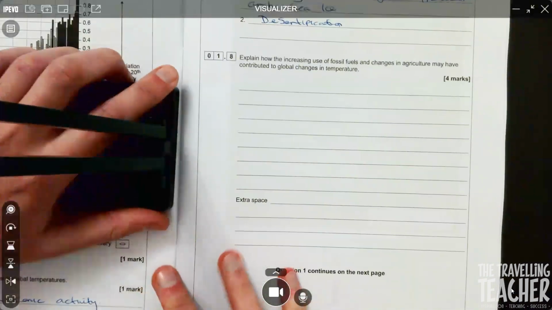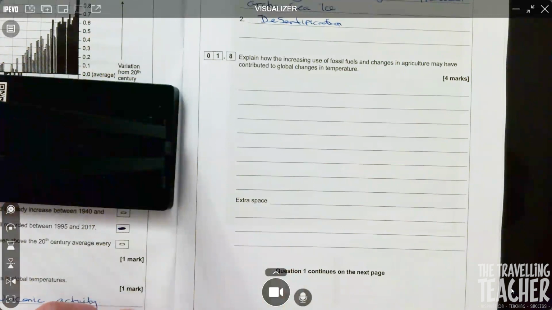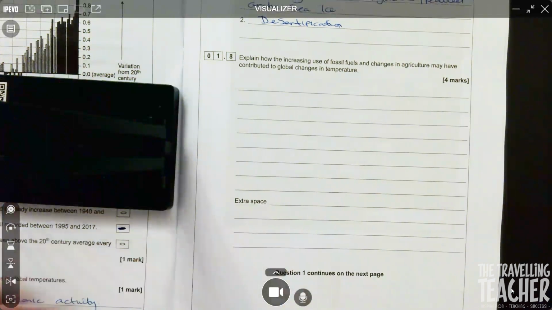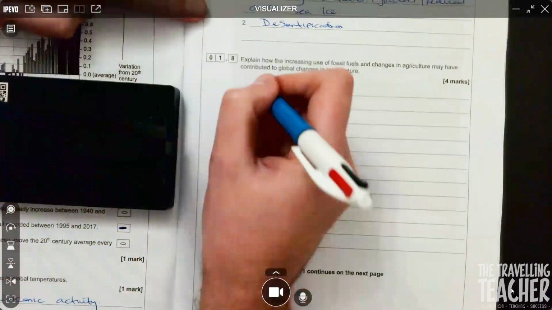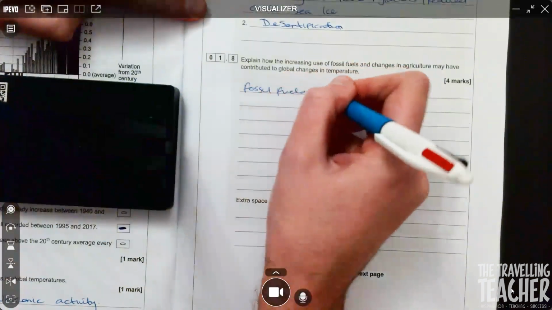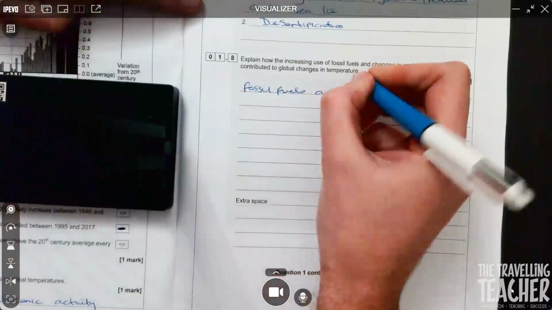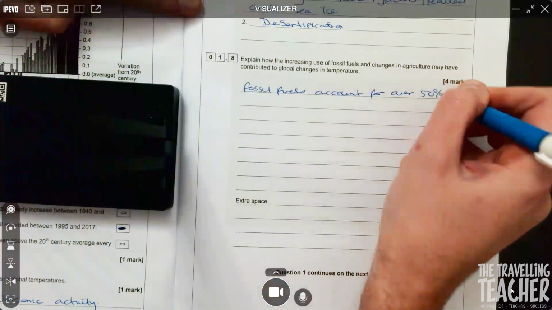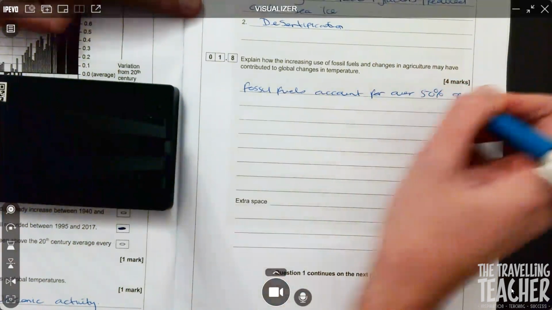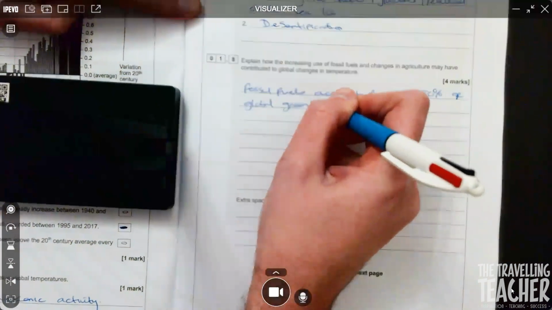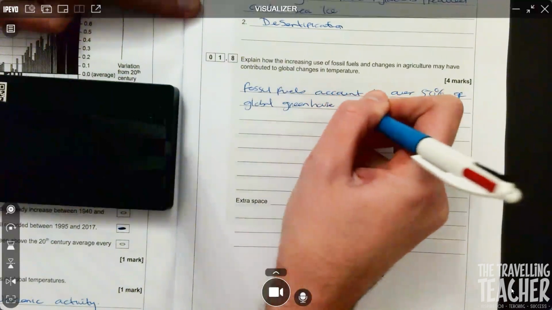Question 1.8. Explain how the increasing use of fossil fuels and changes in agriculture may have contributed to global changes in temperature. Right, here we go. Fossil fuels account for over 50% of global greenhouse gases.